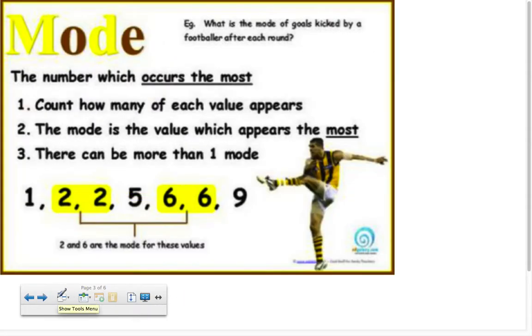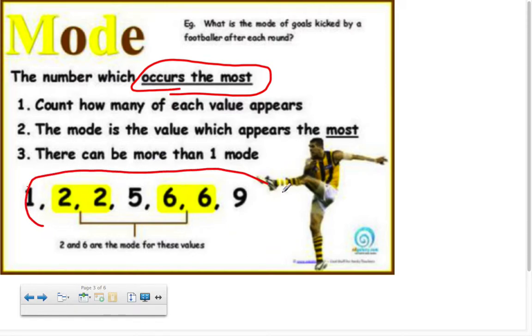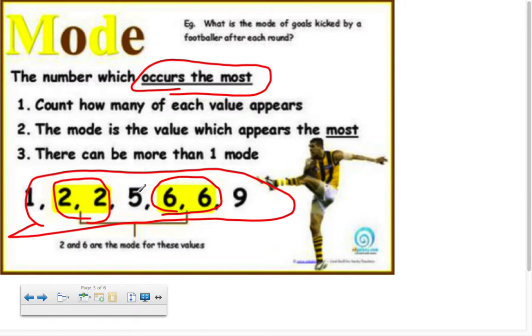Moving on to mode. Mode is the number which occurs the most. So if you have a data set, you'll want to look at which numbers pop up the most. In this instance, 2 pops up twice, and 6 pops up twice. Everything else pops up only one time. So there's actually 2 modes. 2 and 6 are the mode.